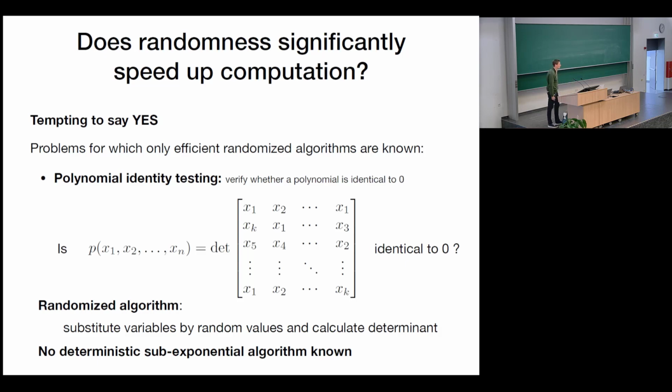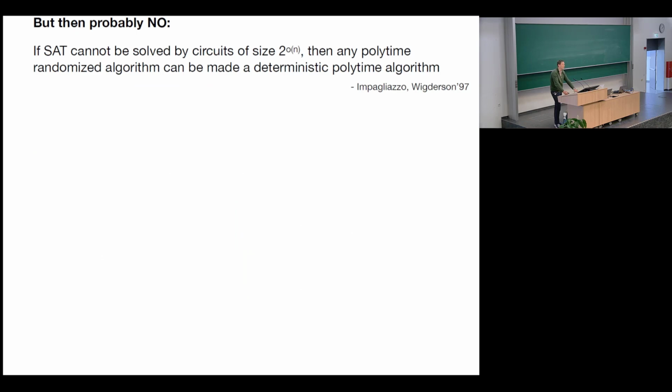Okay? Other examples where we only have randomized algorithms is like generating a prime in a given interval. Okay? We only have efficient randomized algorithms for that question. So if you're new to this, you may say, of course, randomness must help. Then at the same time, if you study complexity theory, you know that there are a lot of indications that randomness should not help. Okay? Why is that?